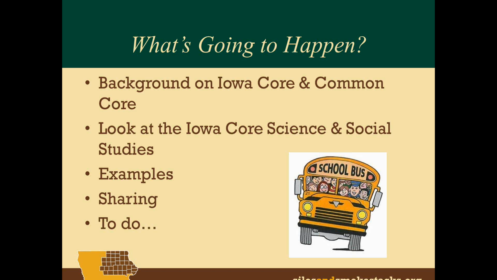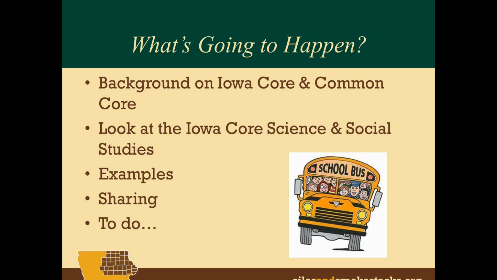Here is the outline of what we're going to look at today. We're just going to look a little bit at the background of Iowa Core and Common Core. Those are two terms that, as a naturalist, were always floating around the schools and with the teachers that I worked with. So we're going to differentiate the two in case some of you aren't familiar with those. And then we're going to look specifically at the Science and Social Studies Iowa Core.